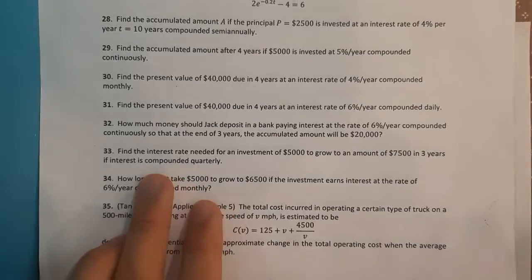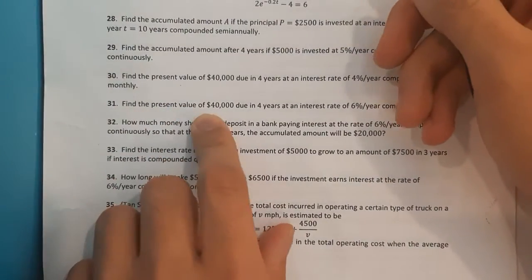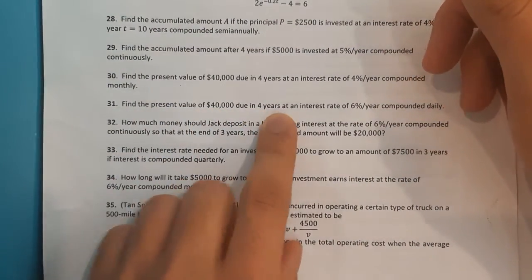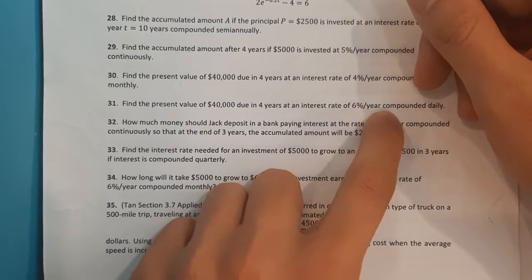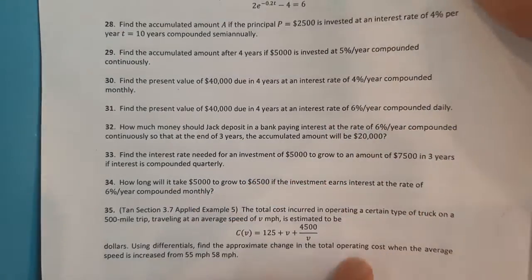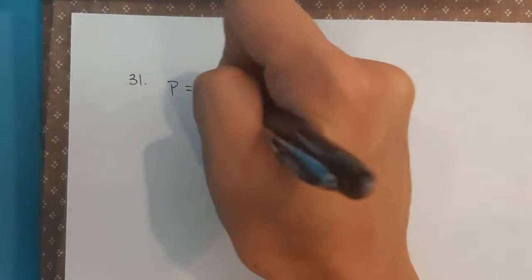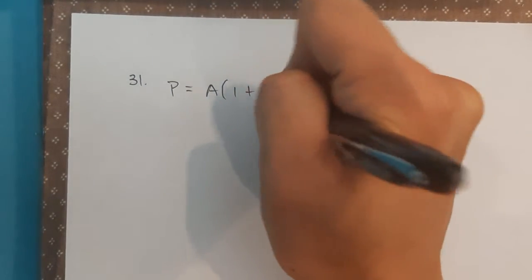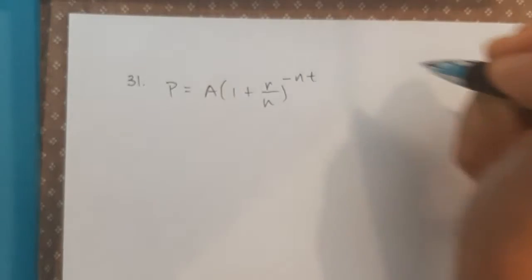So in 31, find the present value of $40,000 due in 4 years at an interest rate of 6% per year compounded daily. So we use the same formula. Here we have P equals A times (1 plus r over n) to the negative nt.